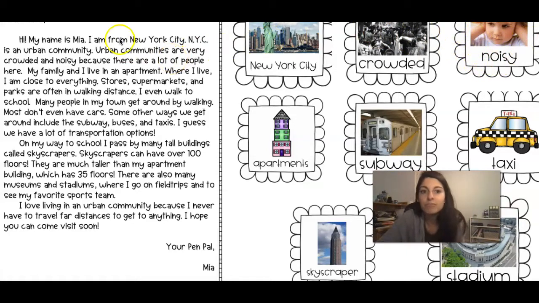Okay. Let's keep going. Well, actually, I want us to stop there. Let's write some words. We know that it's crowded in an urban community. So on your piece of paper, you can write the word crowded. I'm going to put number 1 and I'm going to put crowded.